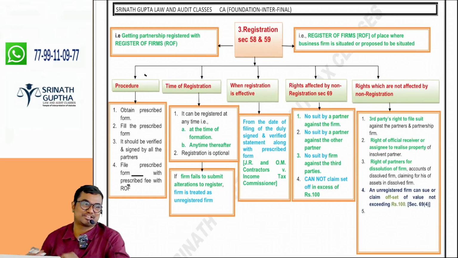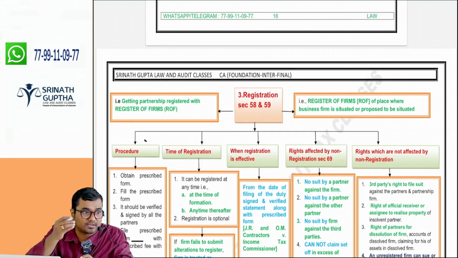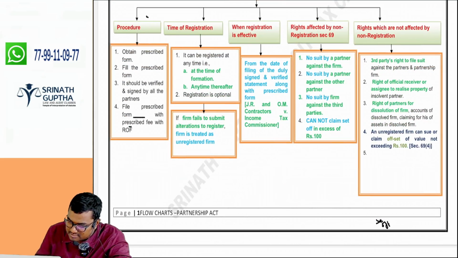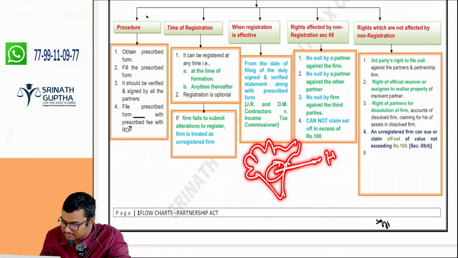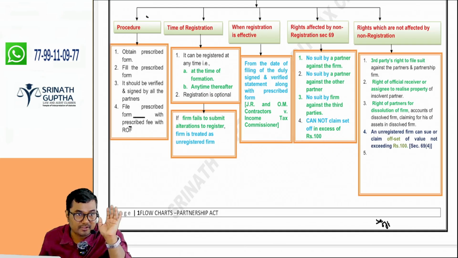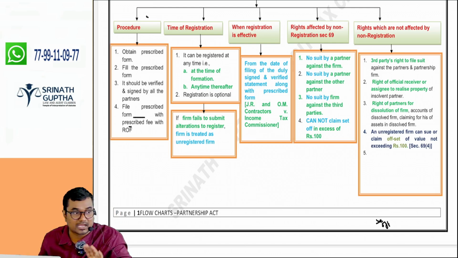Next topic, registration of the firm. Only two sections. What is the meaning of registration of the firm? Registration of the firm means getting the firm registered with the ROF, the Registrar of Firms of the area where the firm is supposed to be registered. For example, in India, for every state we have one ROF. If a firm is planning to register in Hyderabad, we have to go to the Hyderabad ROF, file the documents, and obtain the certificate of registration from the ROF of Hyderabad, because we want to register in Hyderabad.